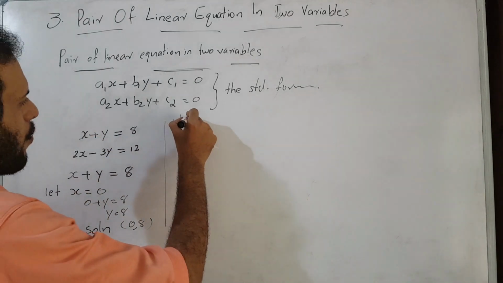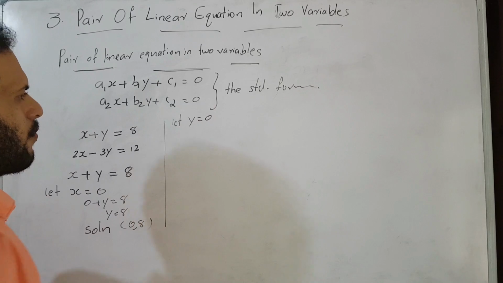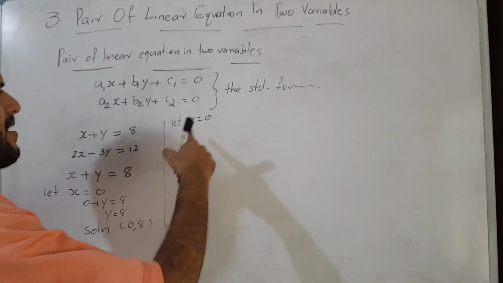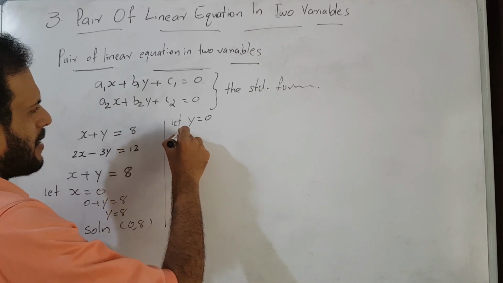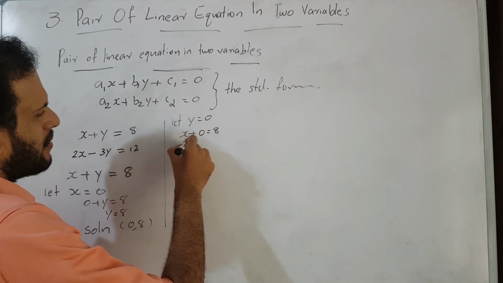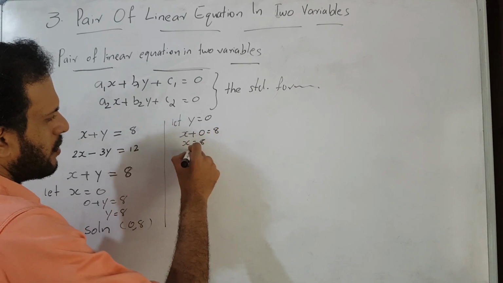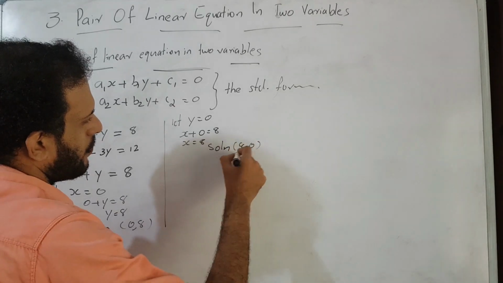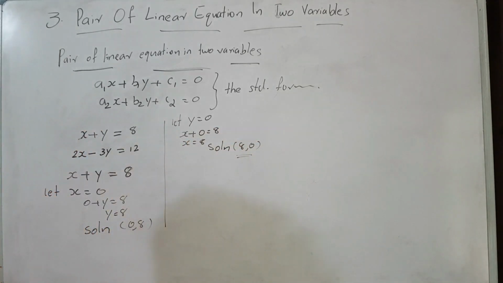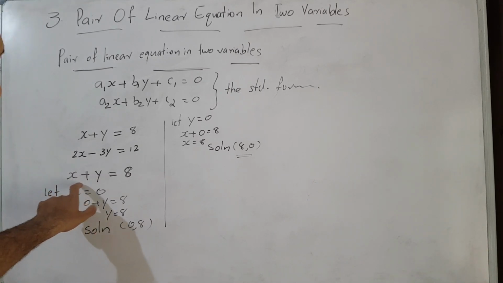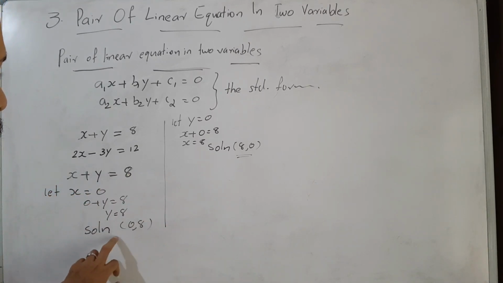That time I choose the value of y is equal to 0. So y is equal to 0. What is the change? x plus 0 is equal to 8, so x is equal to 8. Then the solution is 8, 0. Now we got it. The two solutions of the equation x plus y is equal to 8 are 0, 8 and 8, 0.